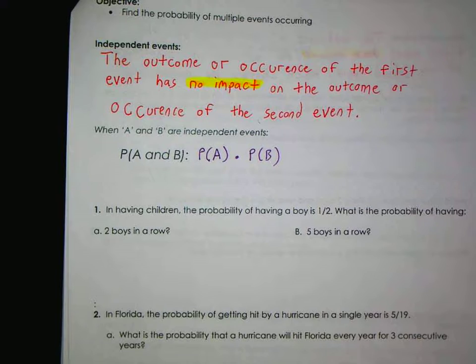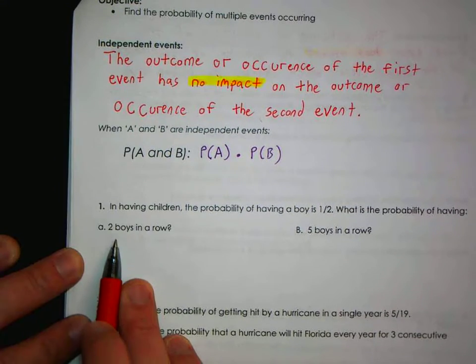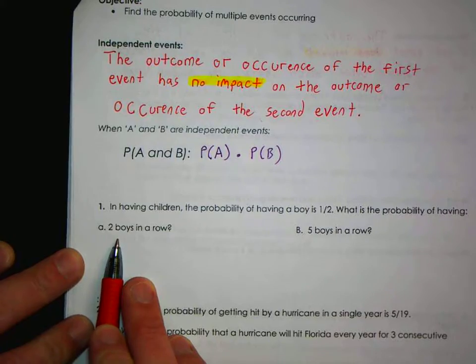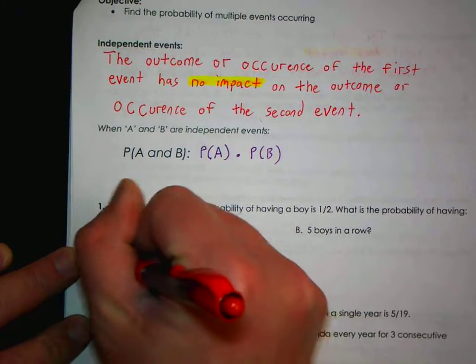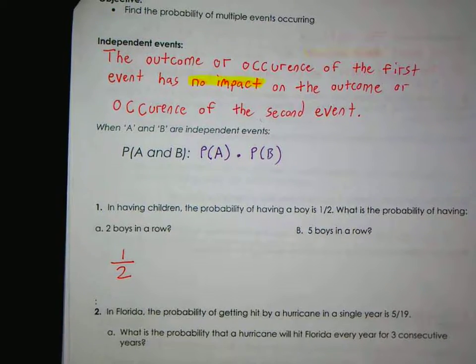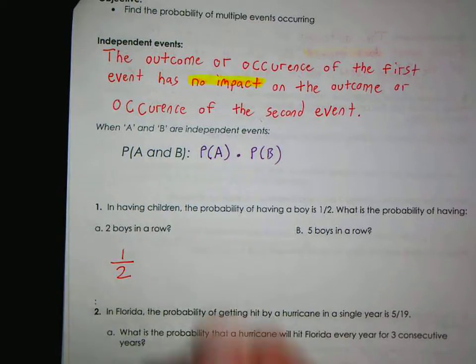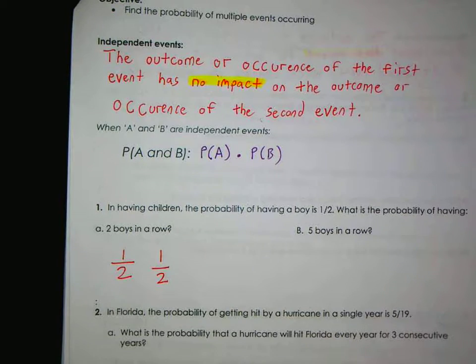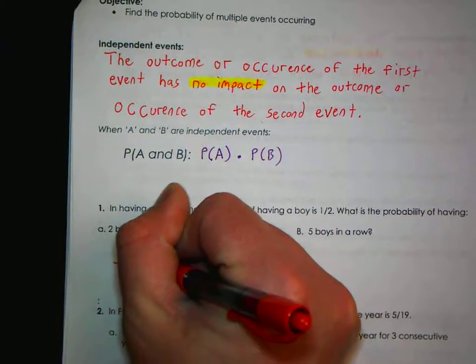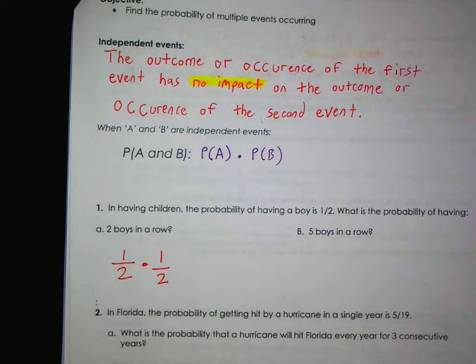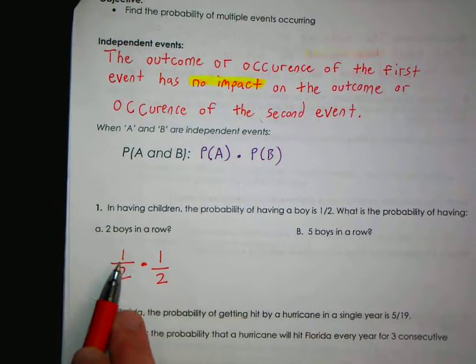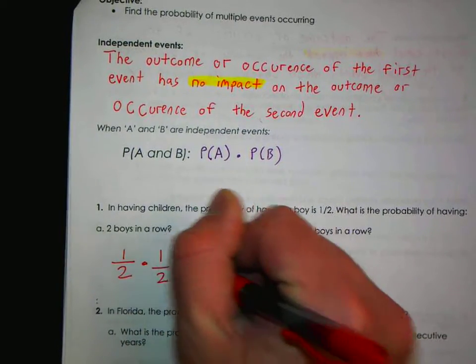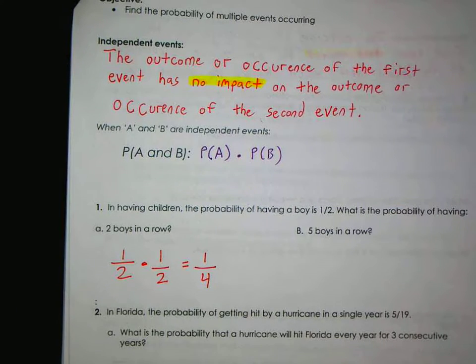So, the probability of a boy the first time is 1/2, right? The probability of having a boy as your second child is again 1/2. If the events are independent, then we just multiply them. Does that make sense? So 1/2 times 1/2, you just multiply numerators. 1 times 1 is 1, 2 times 2 is 4. 1/4, 25%. Okay?